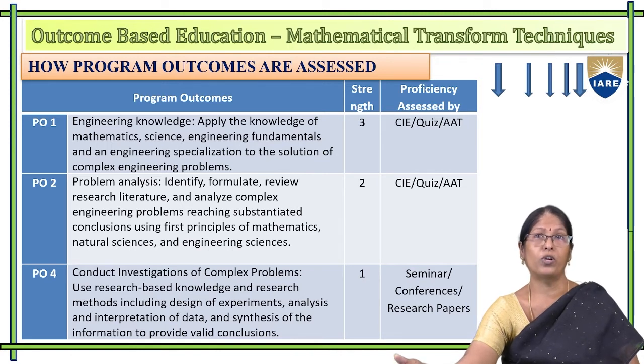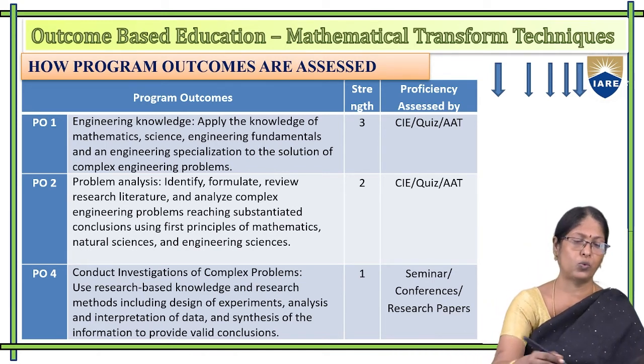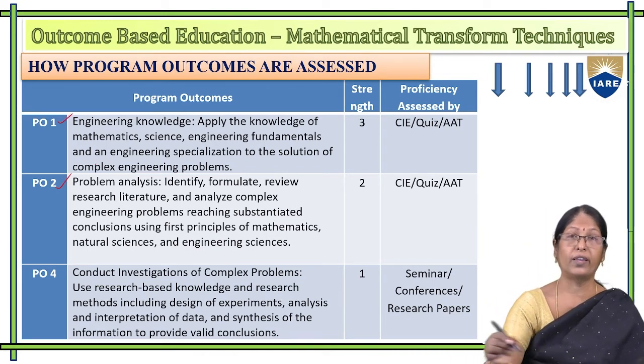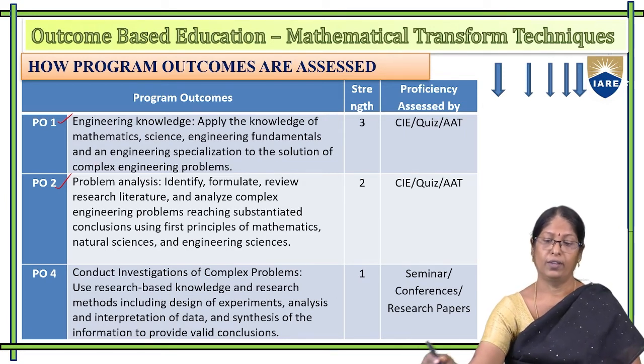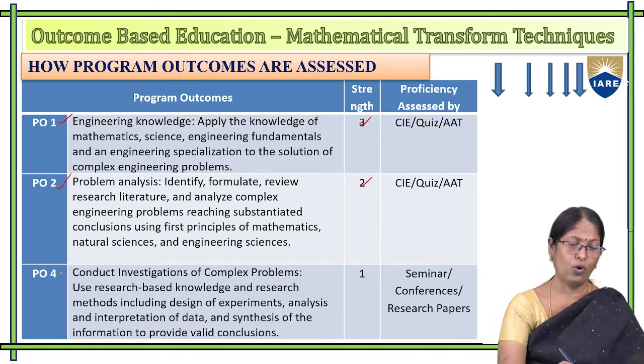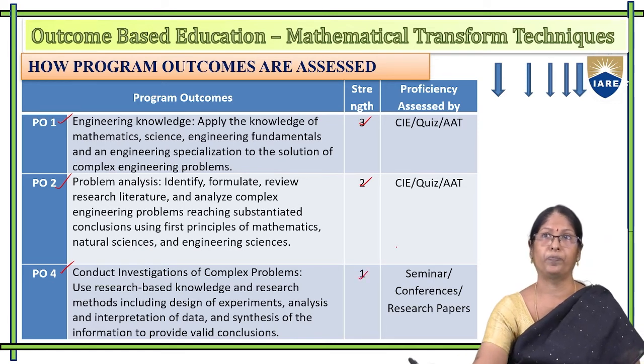Among the 12 program outcomes, how many does the course mathematical transform techniques satisfy? It satisfies, among the 12, the first one and the second, and the fourth. For the strength, the first one is satisfied the most, the strength is 3, the second one is 2, and the fourth one the strength is 1.